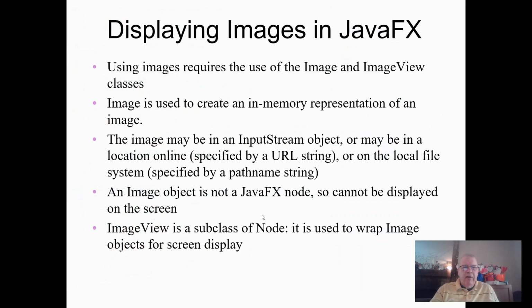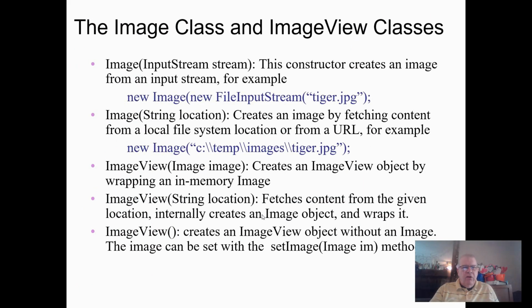So the same idea of a list could be illustrated with an image. You have an image which isn't displayable, but then it goes inside an image view which is displayable. You could do things several ways. You could create the image from a file input stream or directly from a path. And then you've got this image, and you put that in an image view like this bullet here. Now you can also create the string directly in the image view.